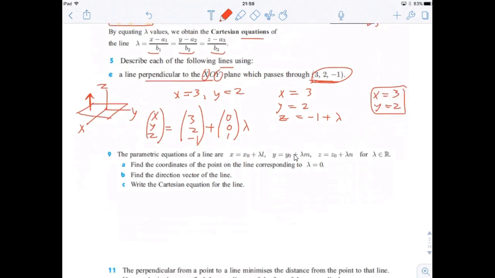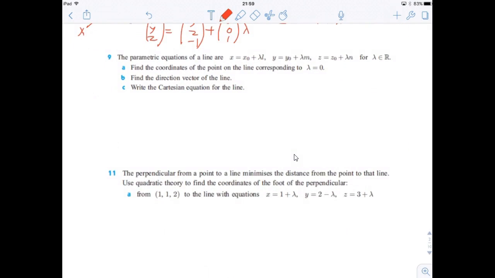Okay, now for number 9. The parametric equations of a line are given, where lambda is a real number. Find the coordinates of the point on the line corresponding to lambda equals 0. Okay, that's not too hard. I'm just going to rewrite it as a vector equation because I think vector equations are a little bit easier to handle than the Cartesian equations because you don't have all these separate systems of equations. You just have one giant one. So I'm putting L, M, N for the vector that's multiplied times lambda.